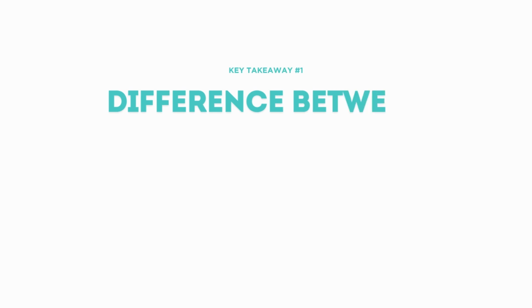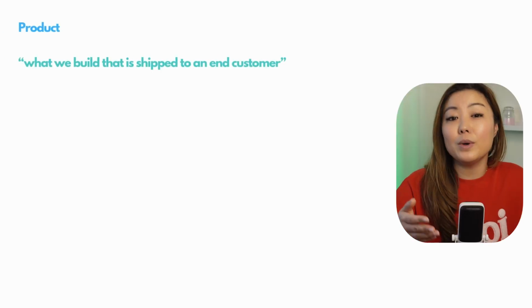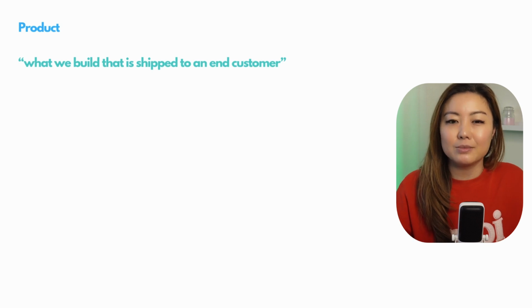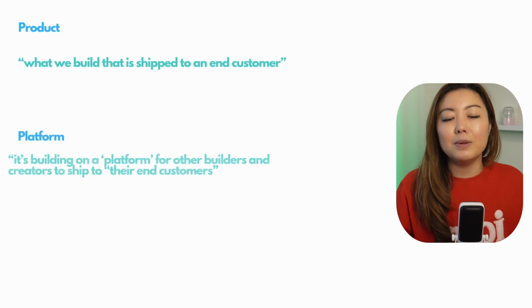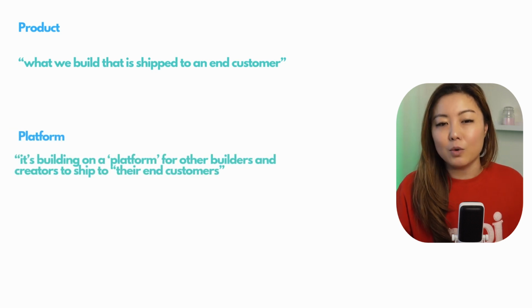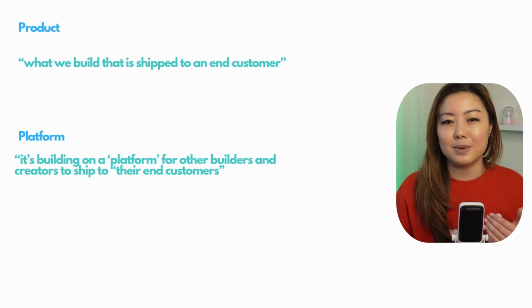The first is the difference between products and platforms. He described a product as what we build that is shipped to the end user, which is something we all know and are comfortable in describing. And a platform is building on a platform for other builders and creators to ship to their end customer. We only have control over who we let build or consume on the platform.